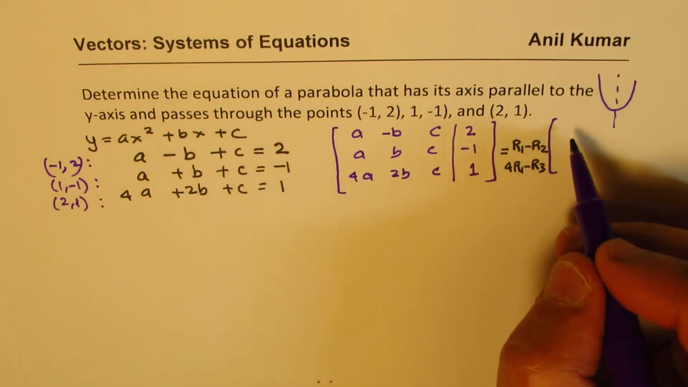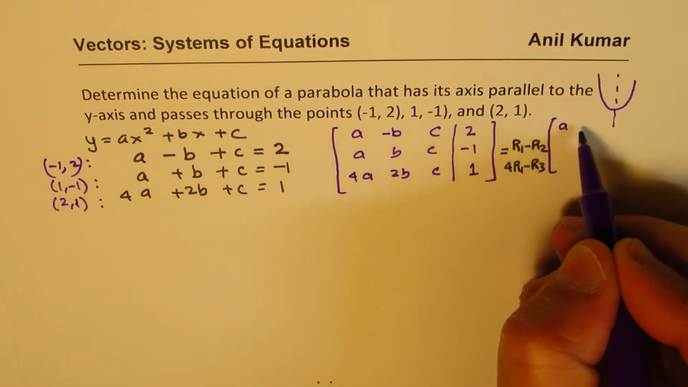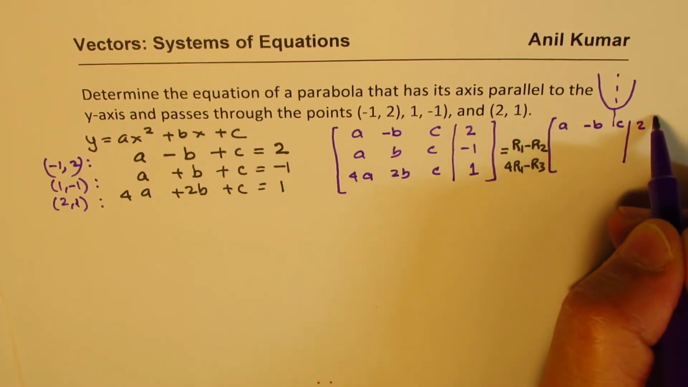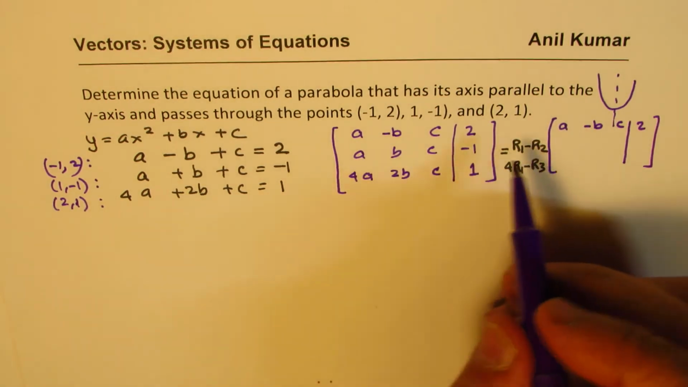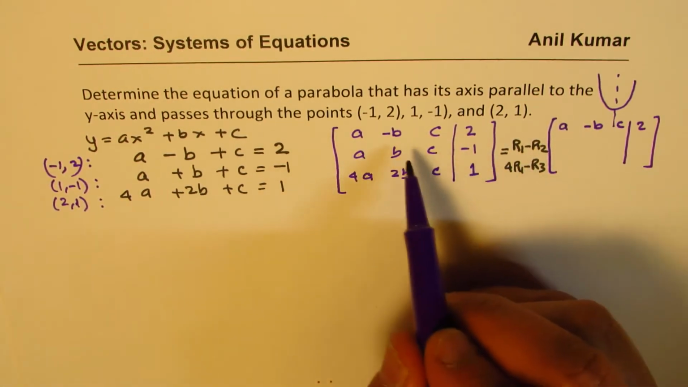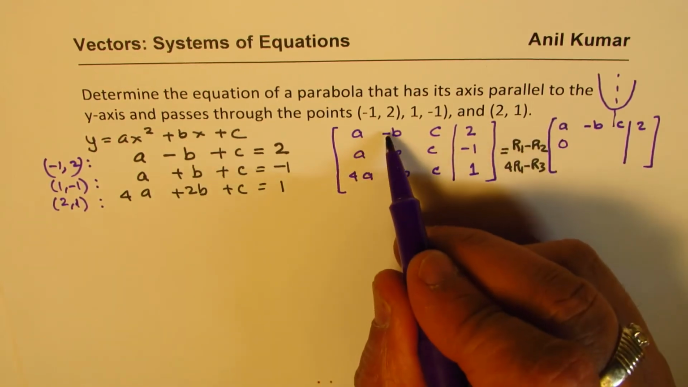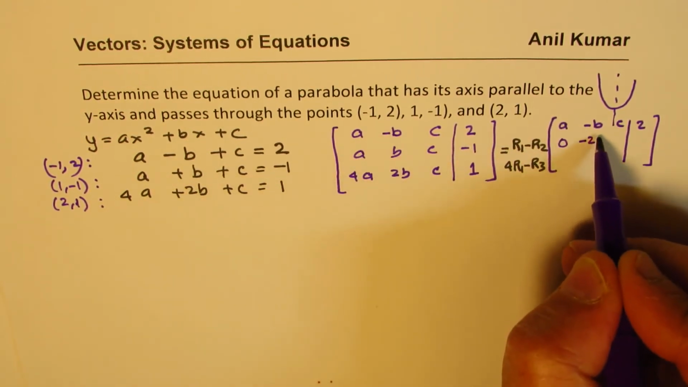So let's do that. We maintain the top row as such, and for the second row we are subtracting, R1 minus R2. So it becomes 0 here. This minus this makes this minus 2b.